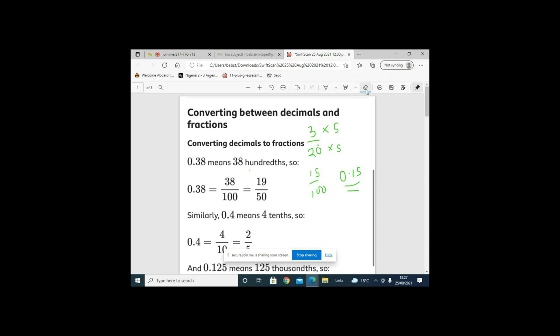Let me give you another example. You have something like 8/20. I told you earlier, just multiply this one by 5, and you get what? You get 40 over what? Over 100. That's going to be 0.4, isn't it?